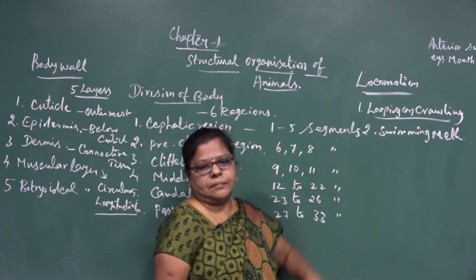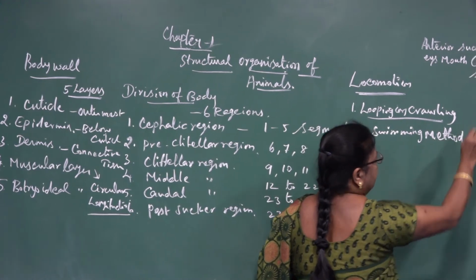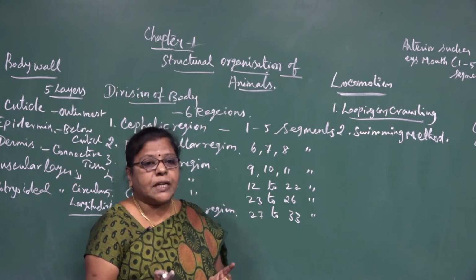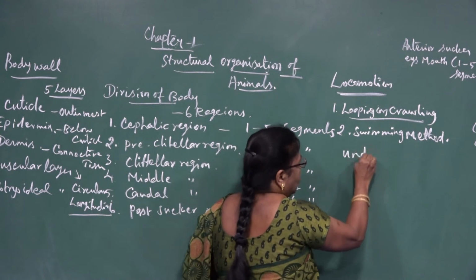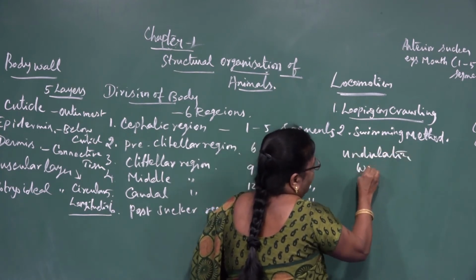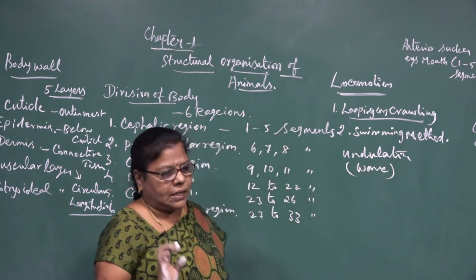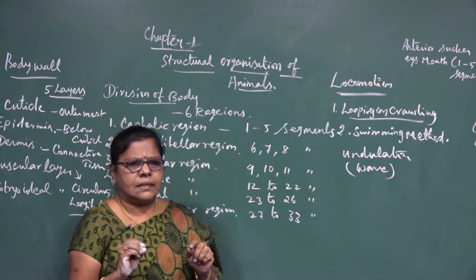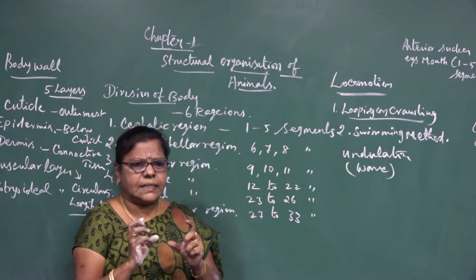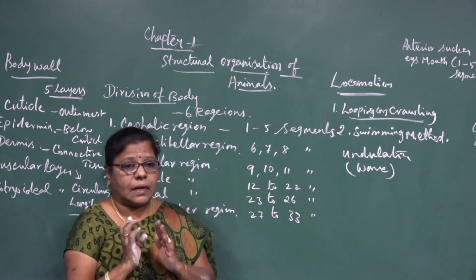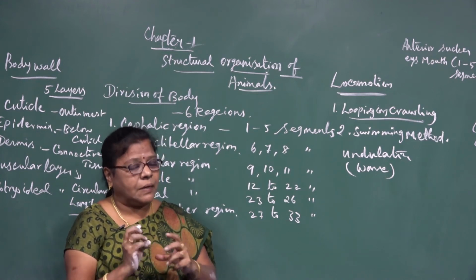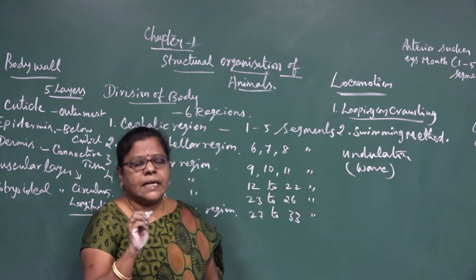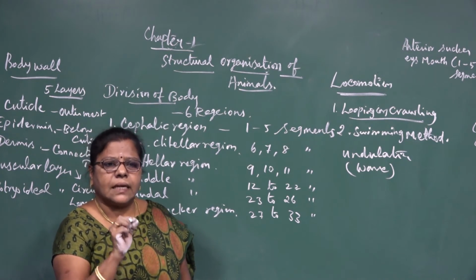Next, swimming method. In this method, leech swims very actively and performs undulating movement in water. Undulating movement means wave movement in water. The leech does not have ear. Hence, it can sense vibration through the skin. The leech has 2 to 10 tiny eyes. With the help of these eyes, it searches for its food.